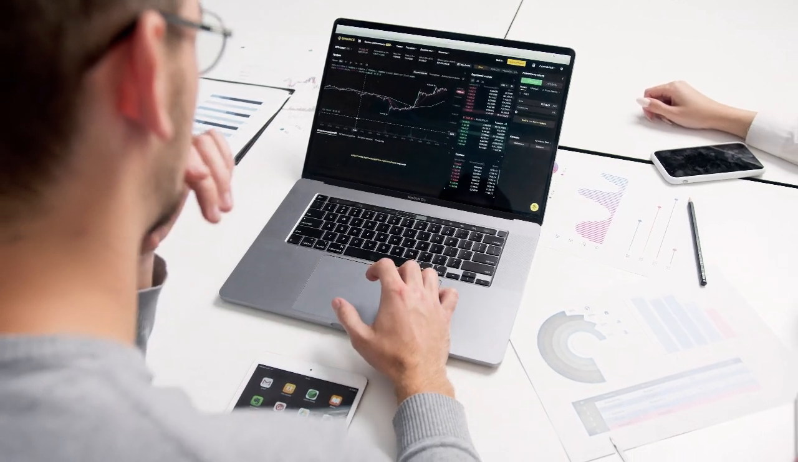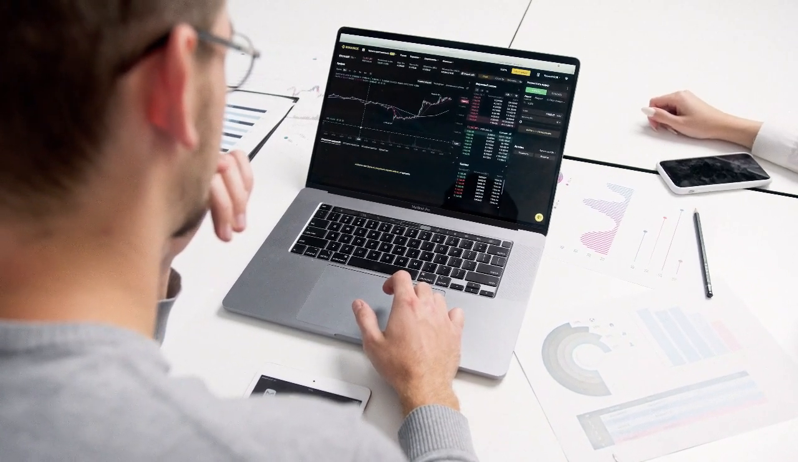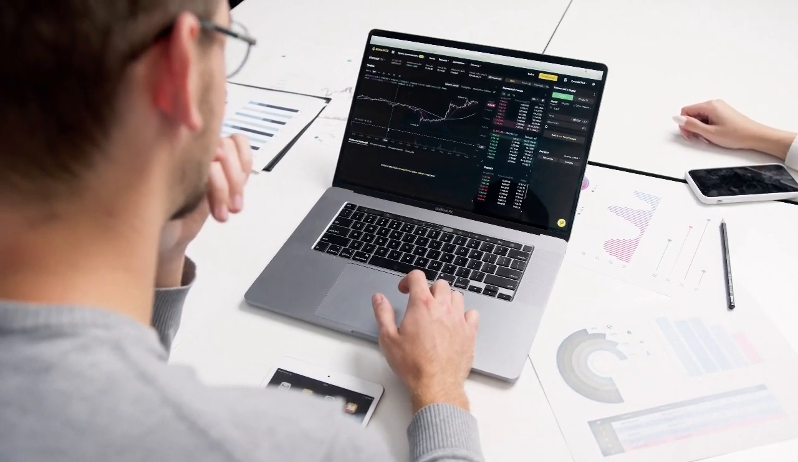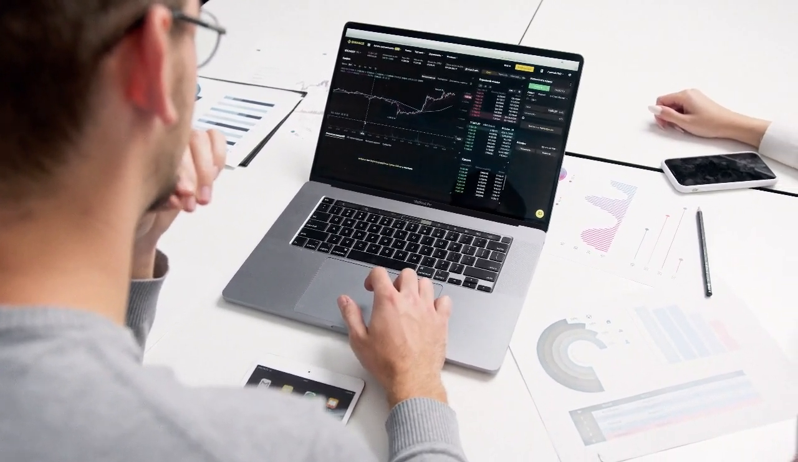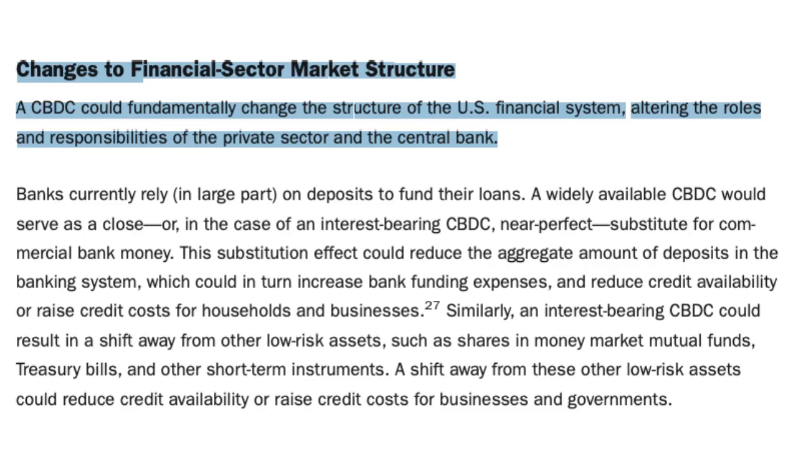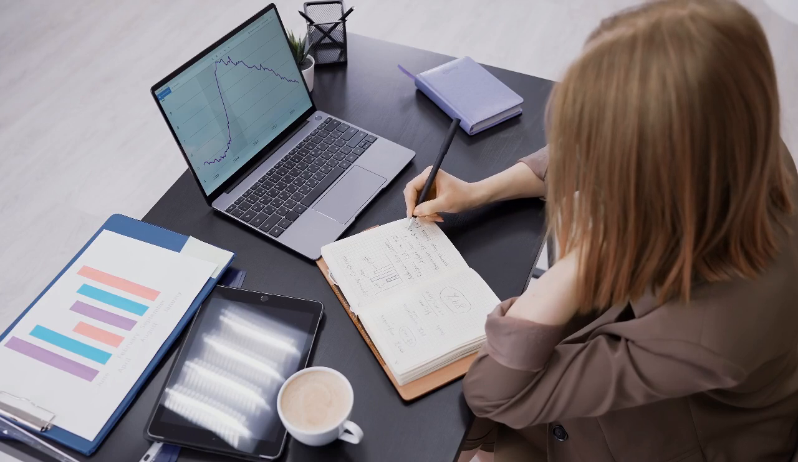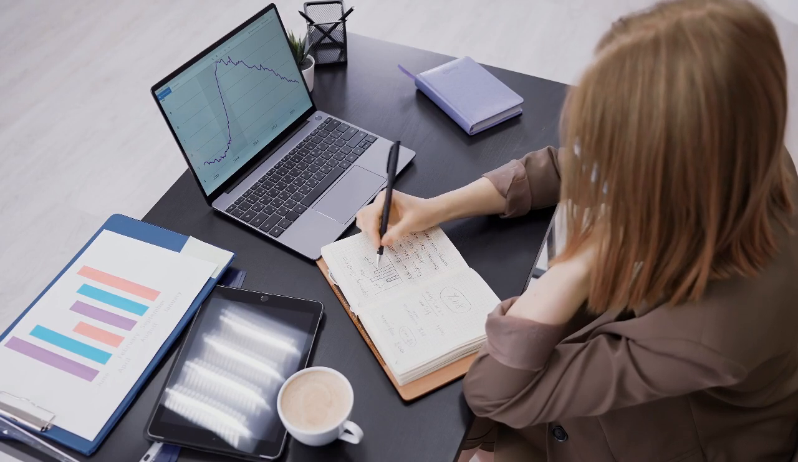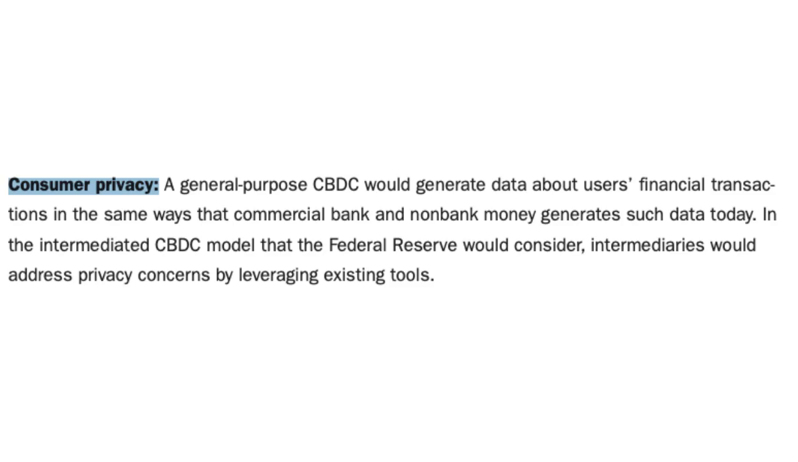The paper outlined a number of risks associated with the introduction of a CBDC, whereby the advent of a CBDC will lead to changes to financial sector market structure. A CBDC could fundamentally change the structure of the US financial system, altering the roles and responsibilities of the private sector and central banks. Another sticking point includes restrictions and limitations to consumer privacy, whereby a CBDC could lead to the direct recording of a user's financial transactions.